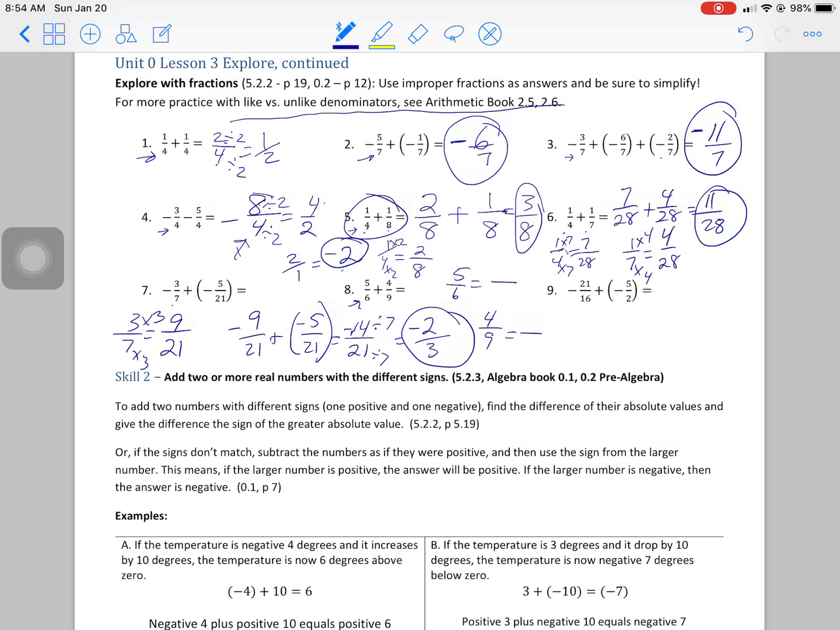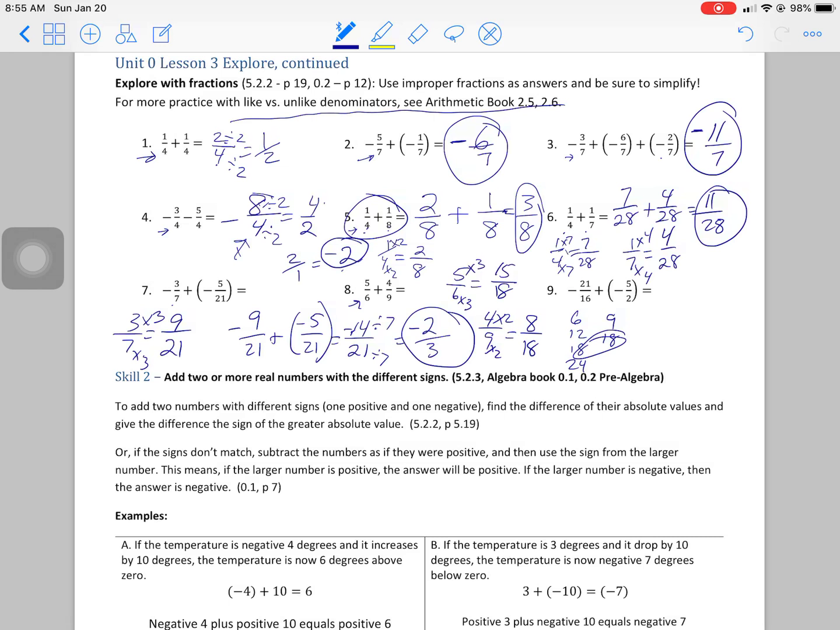So let's think of multiples of 6. 6, 12, 3 times 6 is 18, 4 times 6 is 24. Multiples of 9, 9 and 18. Oh, right there. So 18. It's 9 times 2 to get an 18, so 4 times 2 is an 8. 3 times 6 is 18, so 3 times 5 is 15.